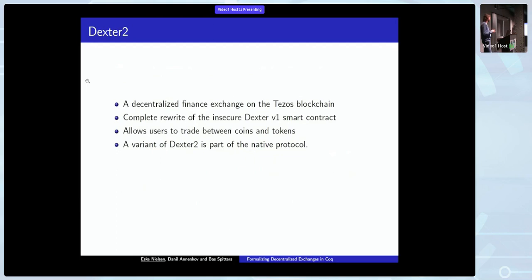And it's really interesting, Dexter 2, because Dexter 2 was actually chosen to be part of the native Tezos blockchain protocol. So it's actually supported directly by the blockchain.